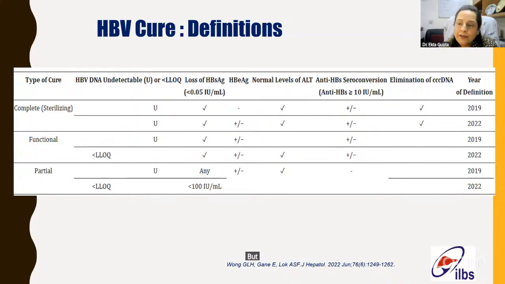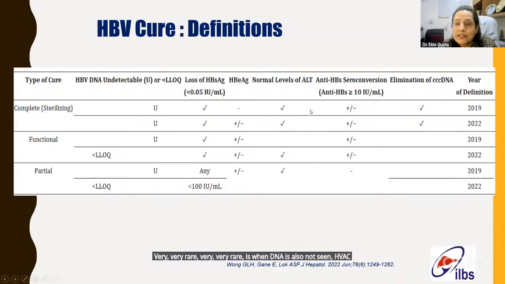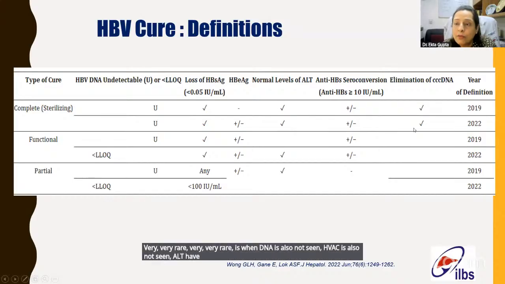But how do we define a cure for hepatitis B? We use HBsAg value, DNA value, and ALT values to call it a cure. So a complete cure, which is called a sterilizing cure, is very, very rare. It is when DNA is also not seen, HBsAg is also not seen, ALT has become normal, and cccDNA from the biopsy is also shown negative.